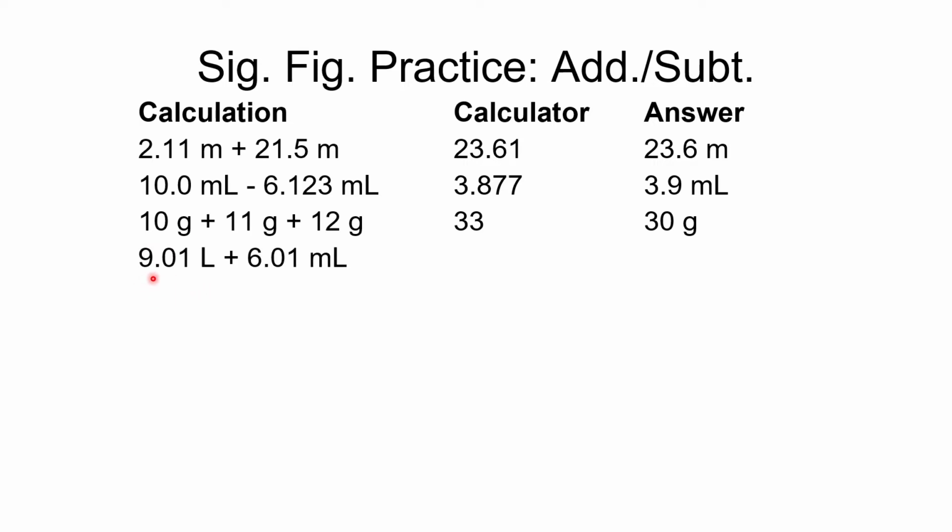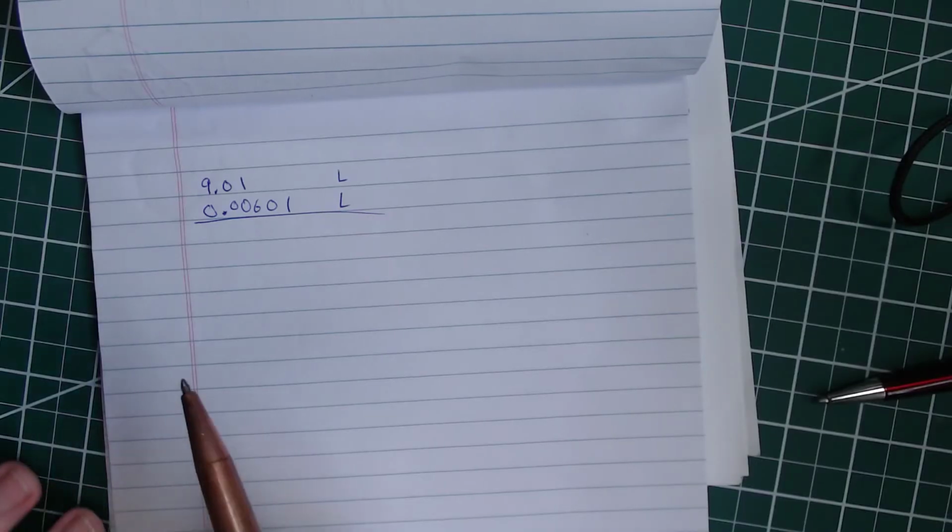All right, on this one, 9.01 liters, and then this is 6.01 milliliters. Since we have different units, and I did this on purpose, that means we need to convert one of these to the other before we add them together. Well, I'm going to convert them both to liters for purposes of making this clear. So here, I've rewritten these numbers as liters.